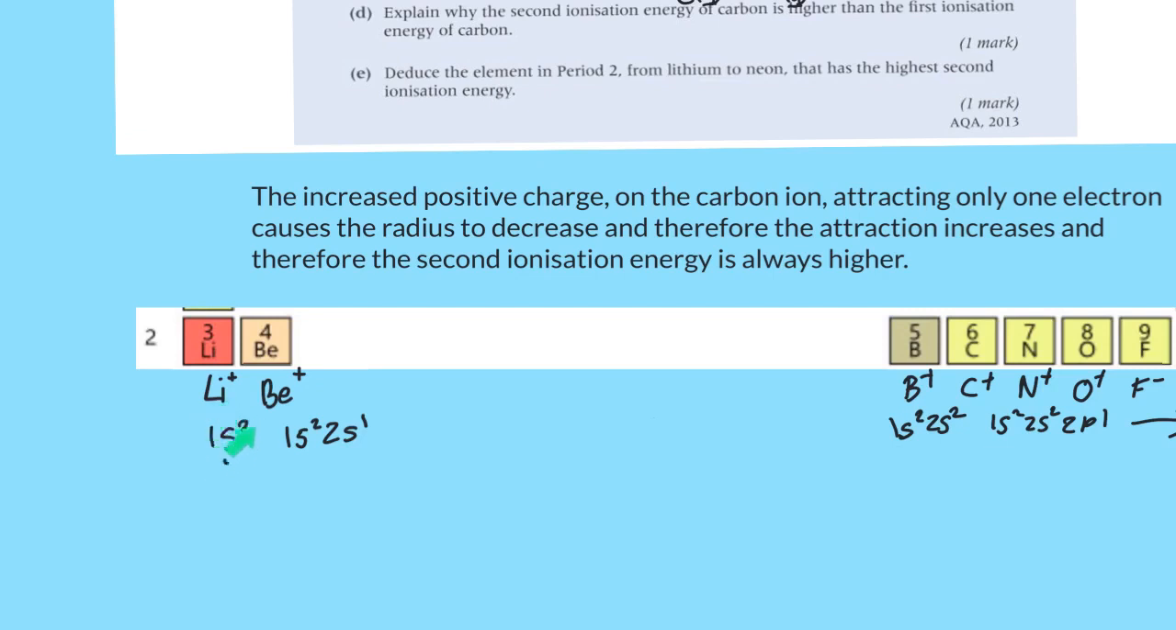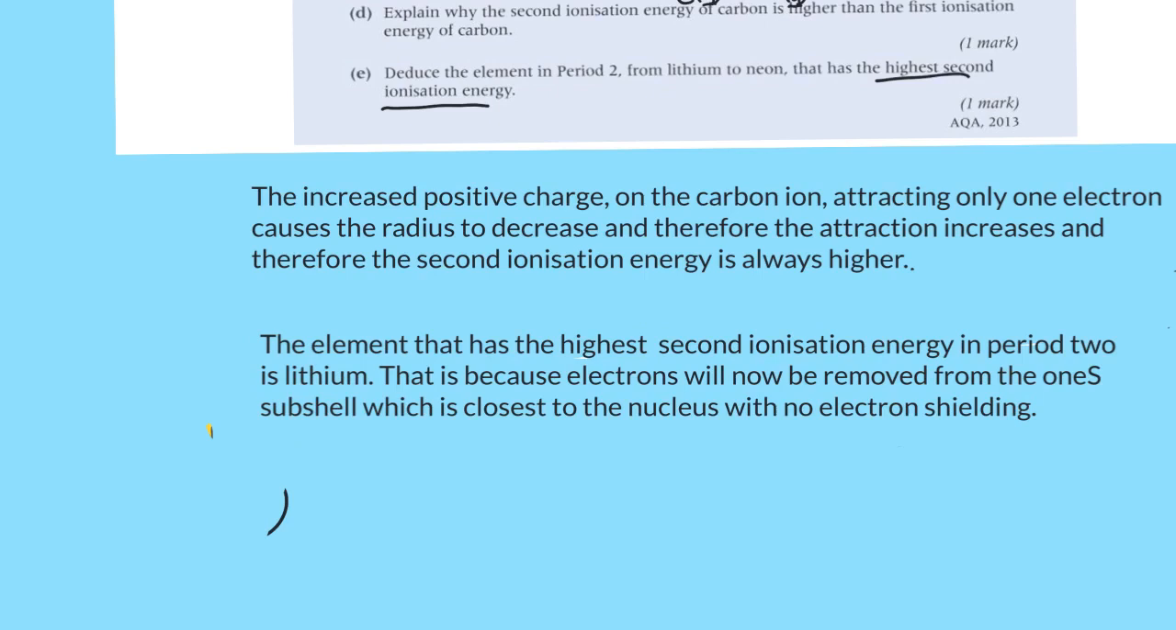and the electrons are far closer to the nucleus in the first energy level, and there is absolutely no shielding of those electrons from the 3+ charge in the nucleus, and therefore the element that has the highest second ionization energy is lithium, because the electrons are being removed from the first energy level, which is much closer to the nucleus. So let's write that down again. The element that has the highest second ionization energy in period 2 is lithium, and that is because electrons will now be removed from the 1s subshell, which is closest to the nucleus, with no electron shielding.